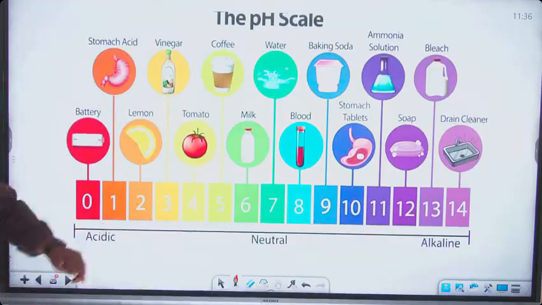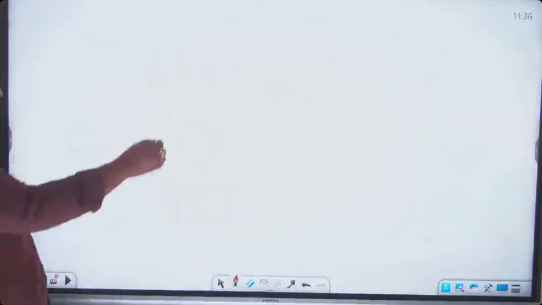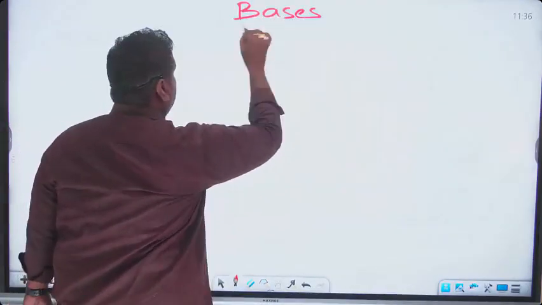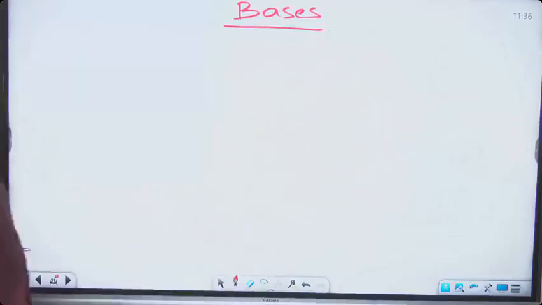Right. So after this, you move on to the next one, that is bases. So after acids, moving on to the next one, that is base. So what is a base?